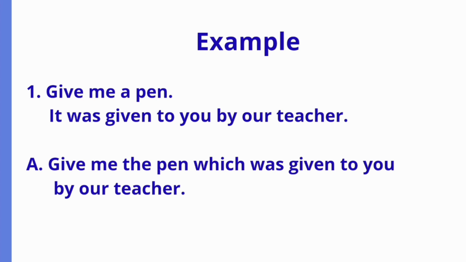One more example. Give me a pen. It was given to you by our teacher. While combining these sentences, as we know, it is about a thing, so we use the relative pronoun which. Then what is so special about this? Notice the article in the first sentence. Give me a pen. A is used as pen is an unknown thing here.